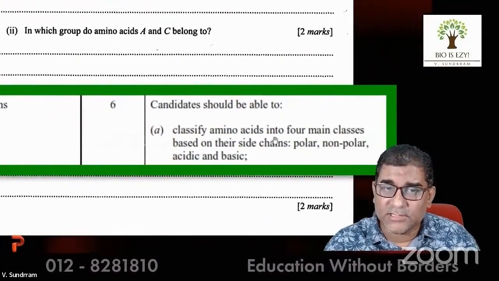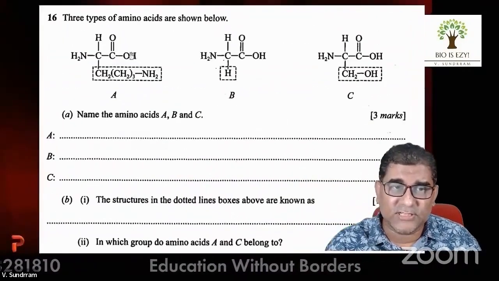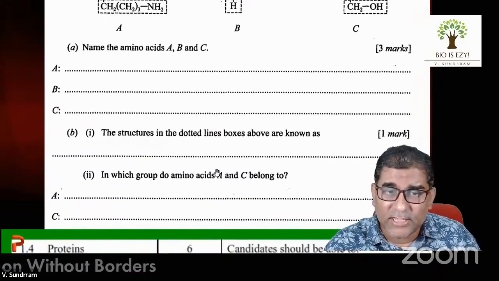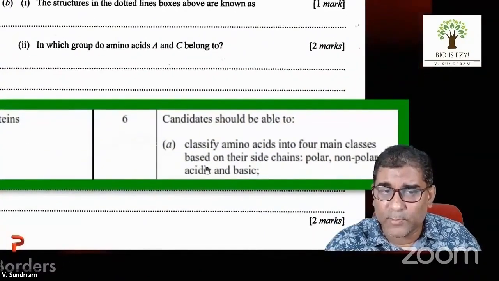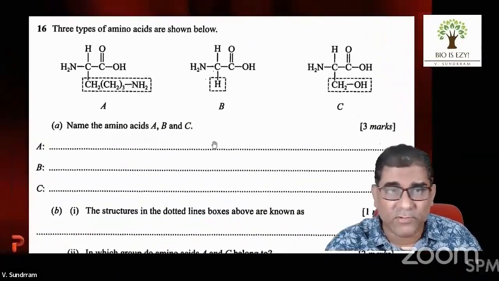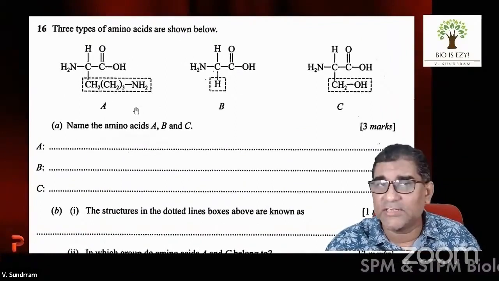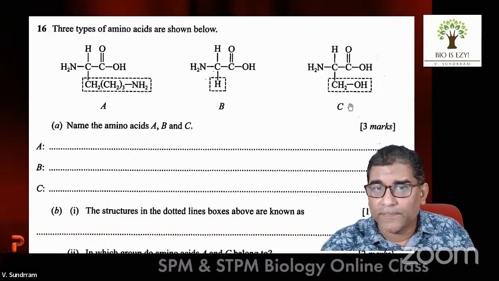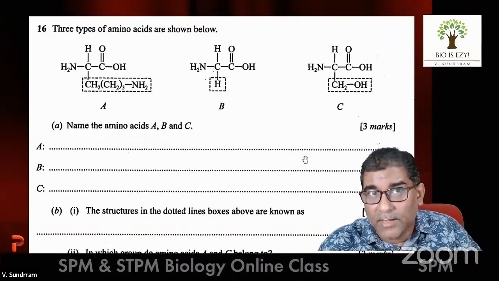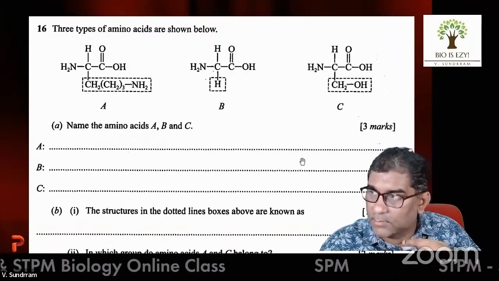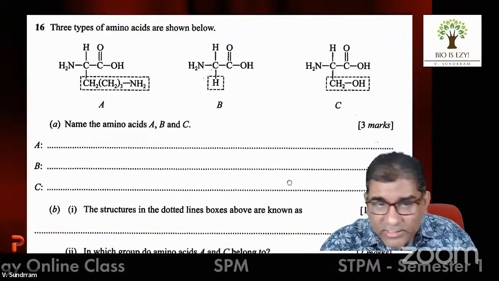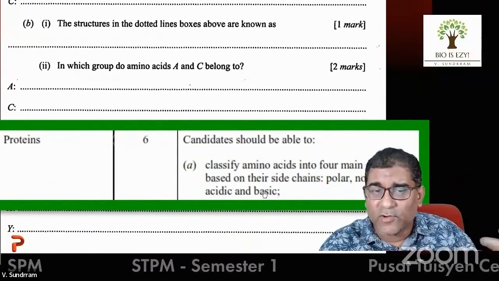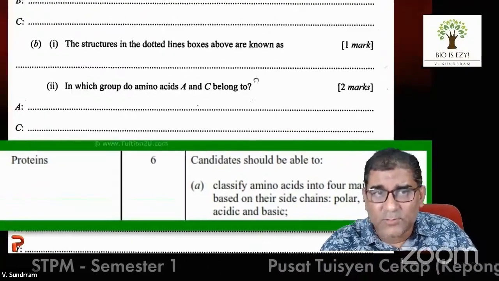So based on this, I already know the answer is about side chain. What is inside this box? The answer for question B1 is side chain, amino acid side chain. Where do amino acids A and C belong? It is one of the 4 here: polar, non-polar, acidic, and basic. Actually, if you look here, this is polar. This is supposed to be basic. A is an amino acid with a basic side chain. C is an amino acid with a polar side chain. My point here is, it's already mentioned in the syllabus. They already told you they are going to ask about side chain, the 4 different types of side chain, and that is what they ask in the exam.